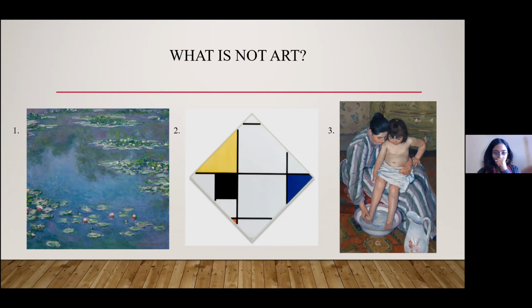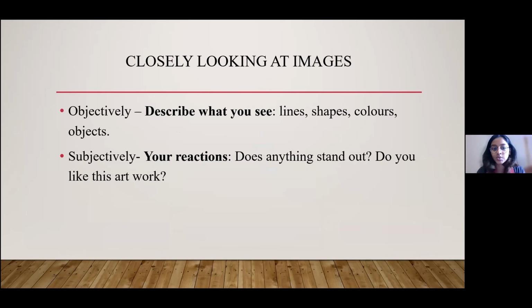So, let's move on for now. So today I'm going to be showing a lot of works of art, and I just want to ask you all to look at it in these two ways. So you can obviously go beyond this, but this is just something to keep in mind today. So the first one is objectively. So this is describing any lines, shapes, colors, objects that you see in the picture. And the second one is subjectively.